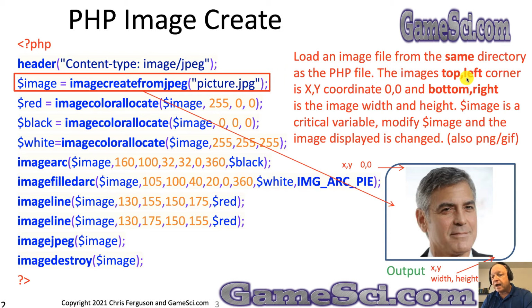The image's top left corner is XY coordinate 0,0, and the bottom right of the image is the width and height of that image. $image is a critical variable. If you modify $image, the image displayed is also changed. And of course, there are also versions of this function for GIF and PNG if you change this right there.